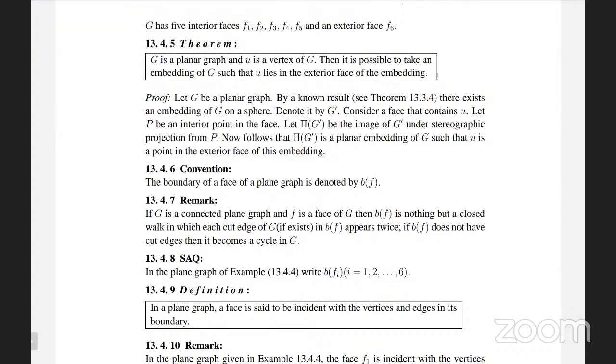This 13.4.5 is important for the 5 marks question. G is a planar graph and u is a vertex of G. Then it is possible to take an embedding of G such that u lies in the interior faces of the embedding. Just now I discussed that interior means inside and exterior means outside. Interior, it is a graph, clearly connected with the bounded.